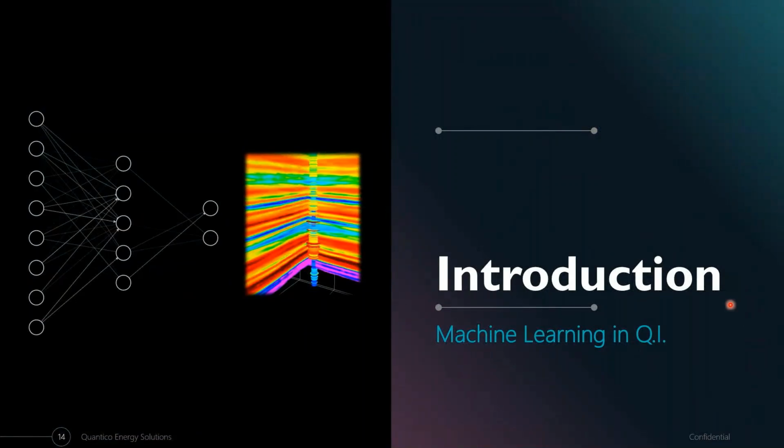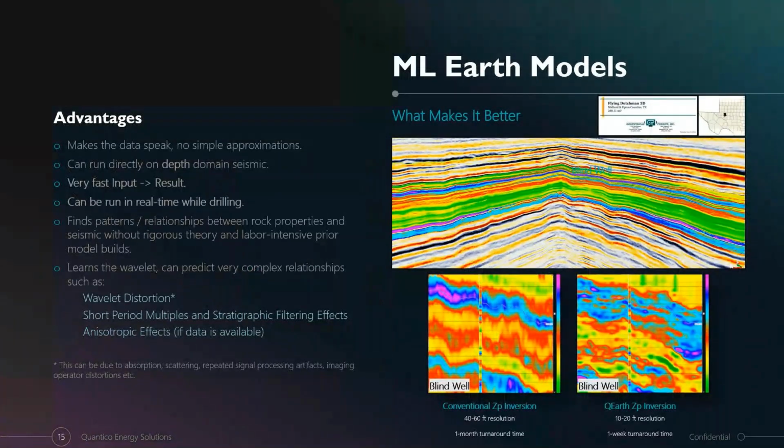So now let's talk about machine learning in QI. The advantage of using a method like neural networks in QI workflows is we don't really have to approximate the wavelet, and we don't have to put any assumptions into our forward model. We can also infer direct rock properties or logs in the time or depth domain. And these are incredibly fast workflows. We can spit out a 4 or 5 attribute inversion result in a couple of weeks from pre-stack data.